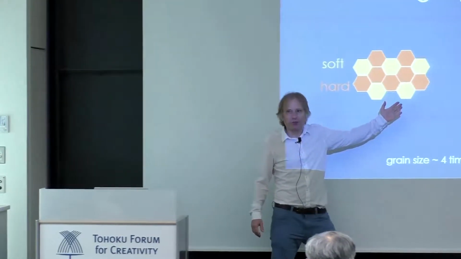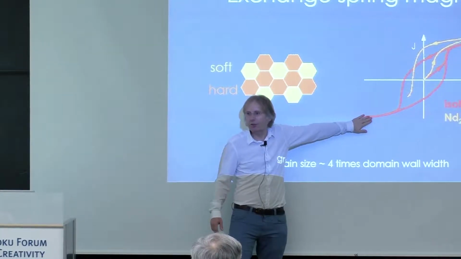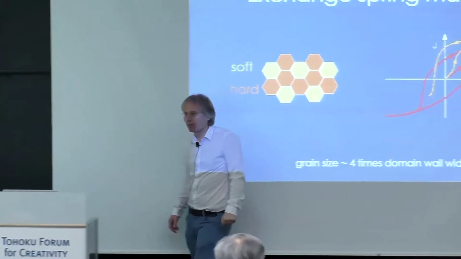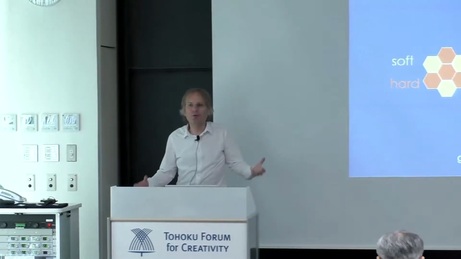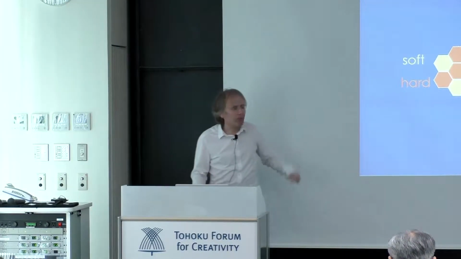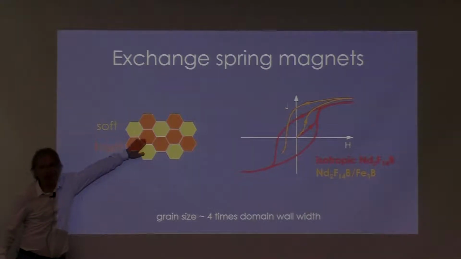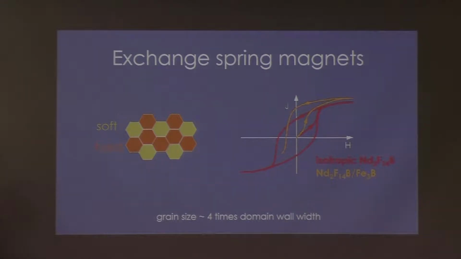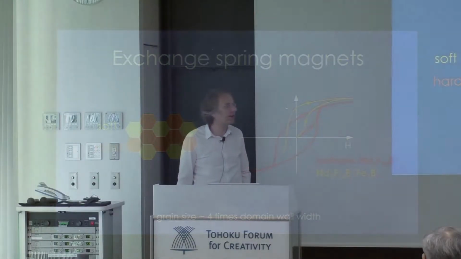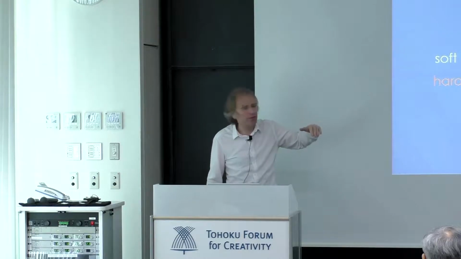We already talked about the Stoner-Wohlfarth hysteresis loop. This is shown for an isotropic magnet here in red. And if you replace some of the particles with soft magnetic particles, and if you introduce an exchange coupling between the particles, you might get something like the orange hysteresis loop on the right-hand side. You see that we can drastically increase the remanence, which is good because high remanence means a high energy density product.